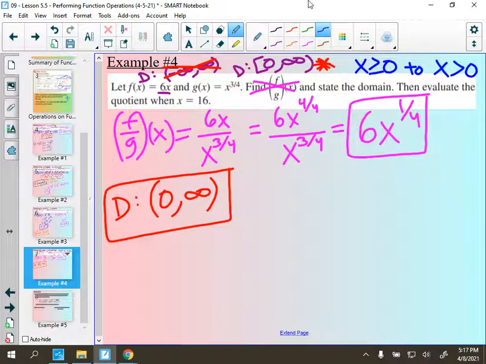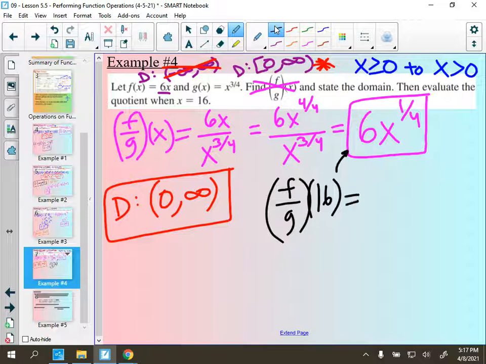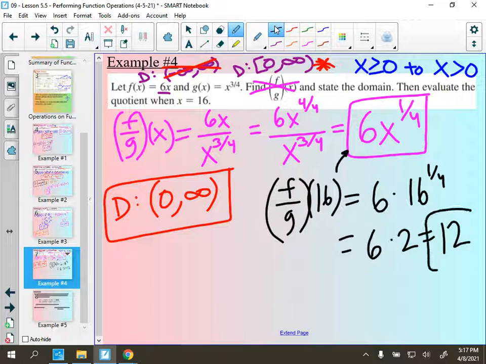All right, for the last part, when it's asking us to evaluate f divided by g of 16, I can still use this one up here. I don't have to go back to the beginning of the problem or anything like that. So 6 times 16 to the 1/4 power. Let's see. That's 6 times 2. Is that it? 12? I think we're all right.